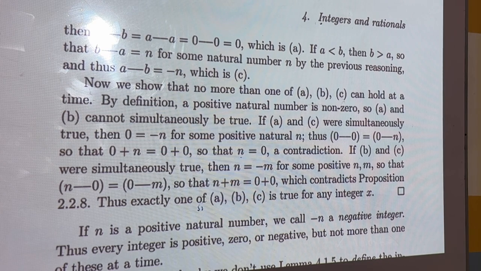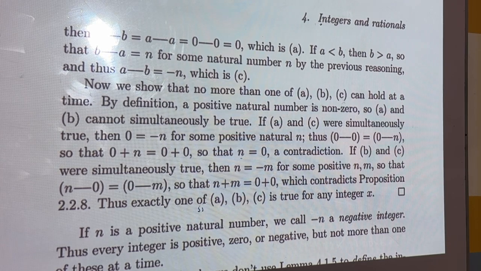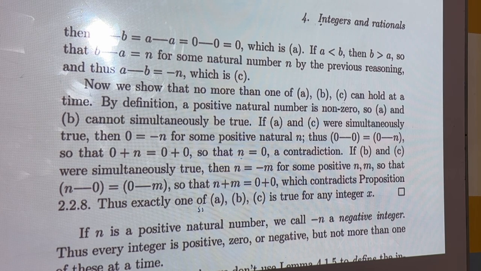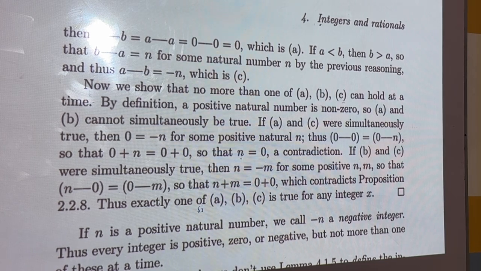We need to remember that after these first 5 chapters are over, you are not going to worry about them. You will say let x be an integer, then either x is 0 or x is positive or x is negative. You are going to say that. Now here you are actually proving that this is the case. If n is a positive natural number, we call minus n a negative integer. Thus every integer is positive, 0 or negative, but not more than one of these at a time.